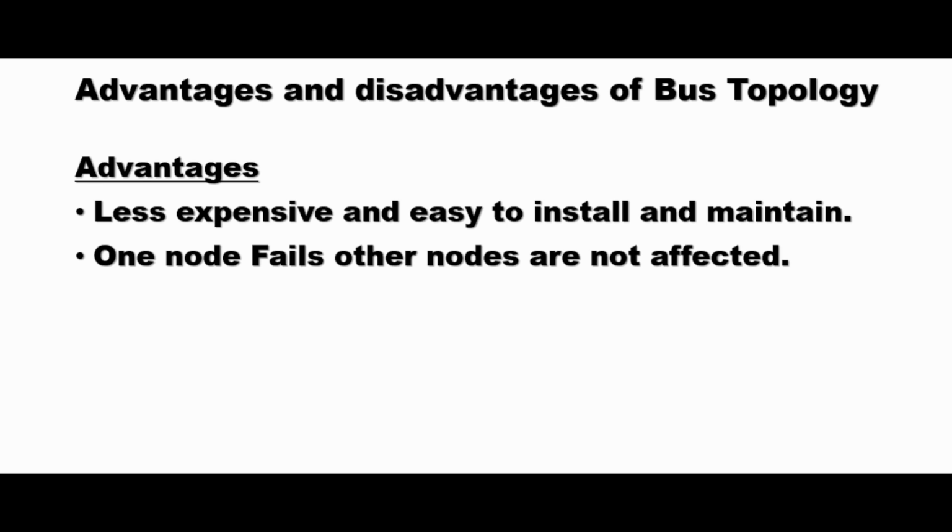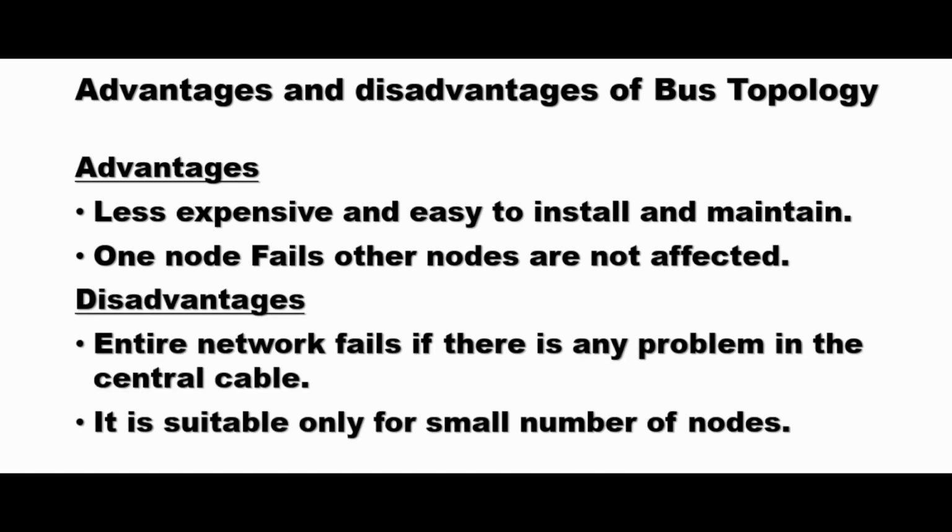The second advantage is that if one node or one computer is affected, it does not affect the entire system. It also does not matter when we add or remove a computer in this topology. So what are the disadvantages? The entire network fails if the central cable or central line is affected. It does not support large organizations. It only supports small organizations where a limited number of computers are added, because it cannot handle heavy loads in the system. So these are the disadvantages of bus topology.